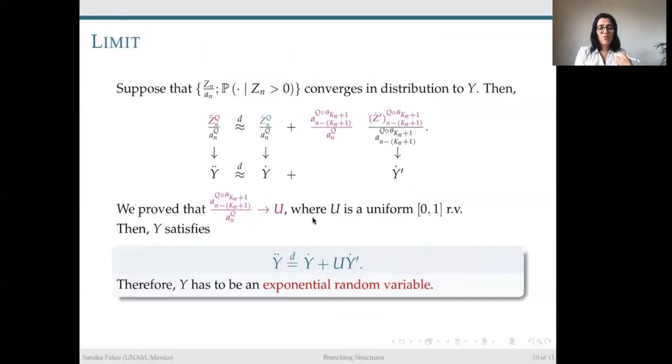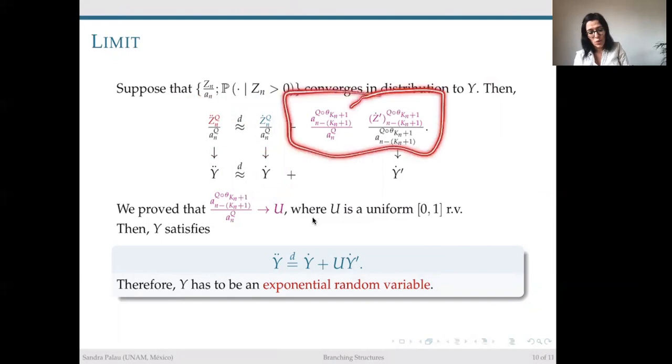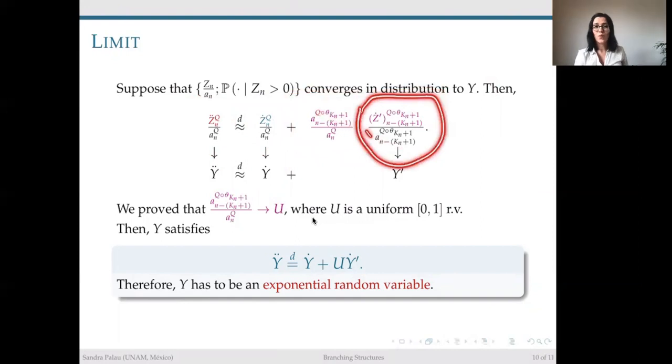Then, if we assume that Zn over an, conditional on survival, converges in distribution to a variable Y that we don't know what it is, we will see by the characterization that Zn double dot will converge to Y double dot, and Zn dot over an converges to Y dot. Here, we need to do the correct scaling. And after that, the last one will converge to Y dot prime.